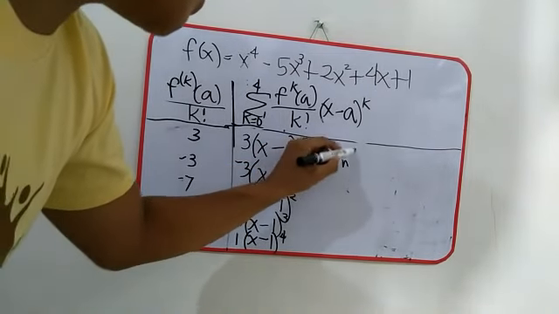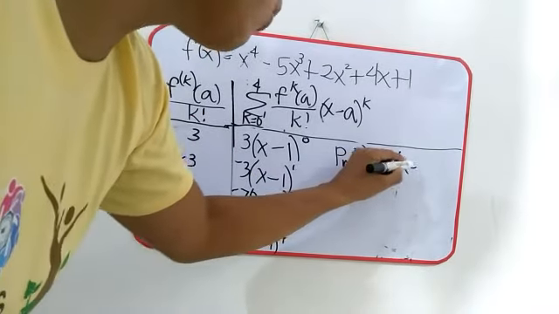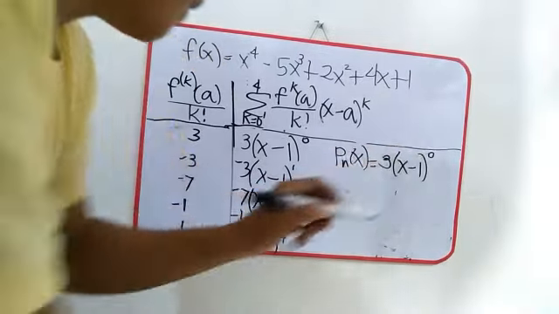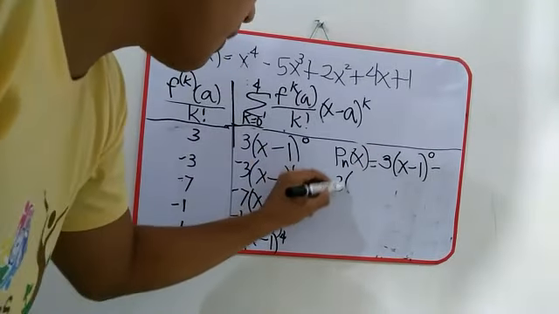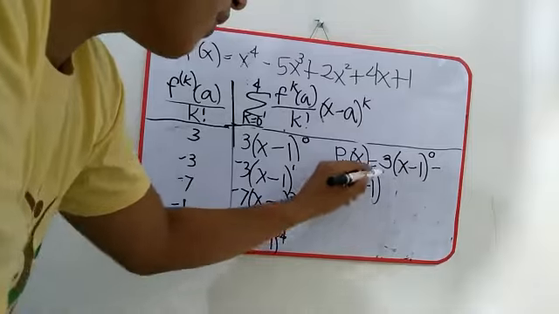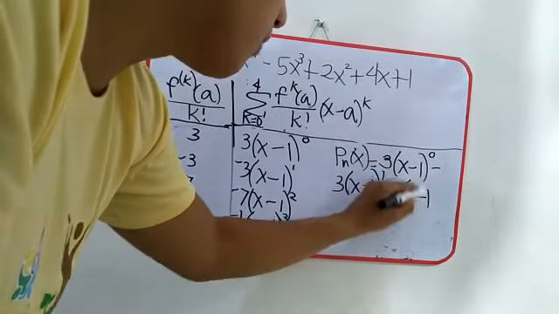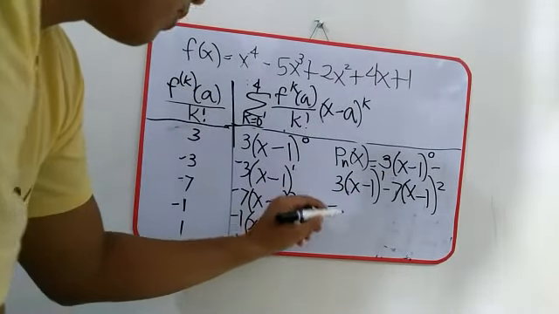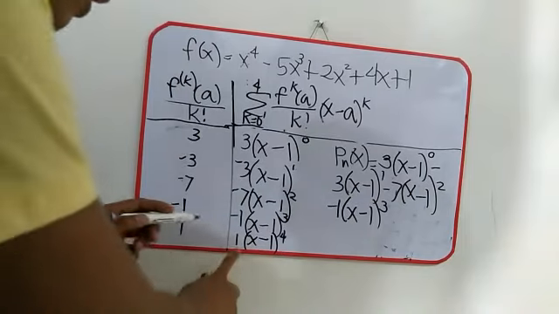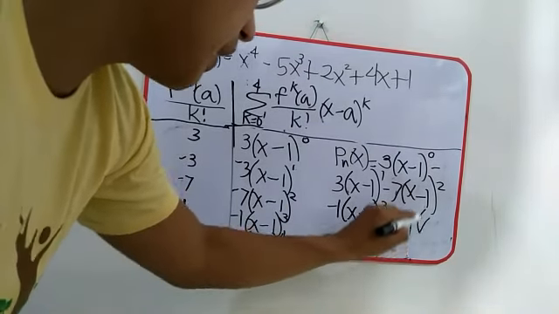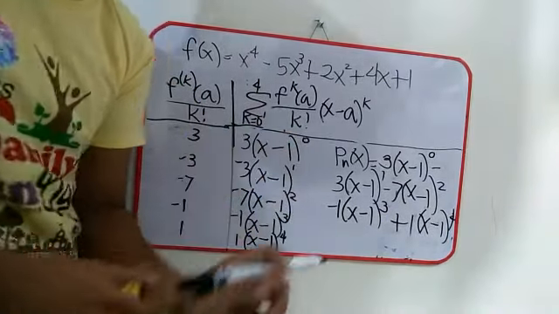So for P sub n of x, or the Taylor's polynomial, we have 3 times the quantity of x minus 1 raised to the 0 power, negative 3 times the quantity of x minus 1 raised to the first power, minus 7 times the quantity of x minus 1 squared, minus 1 times the quantity of x minus 1 raised to the third power. Okay, plus 1 times the quantity of x minus 1 raised to the fourth power. Okay, this will be now the answer for the Taylor's polynomial.